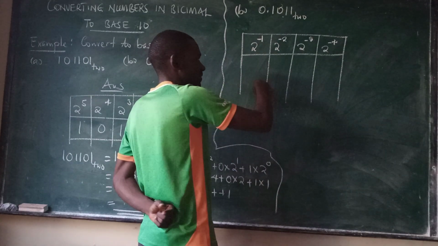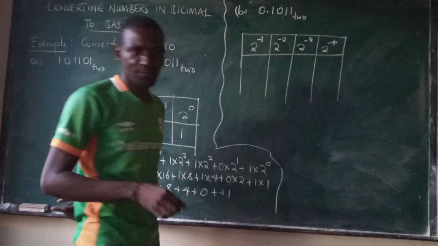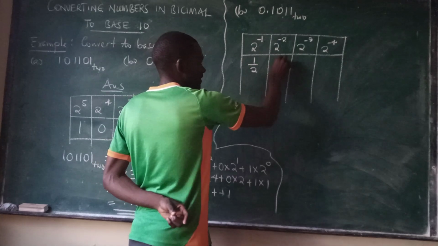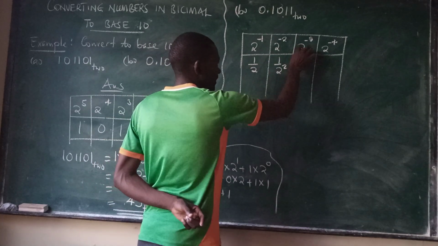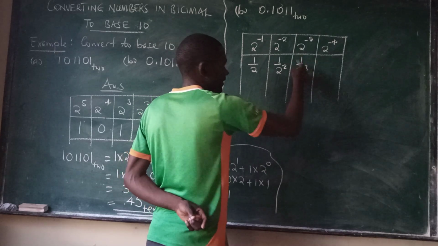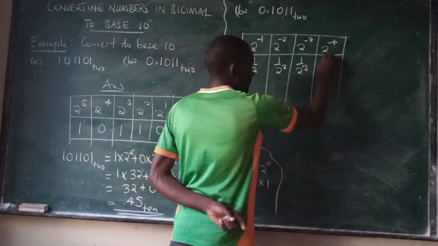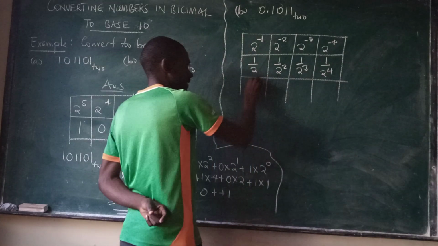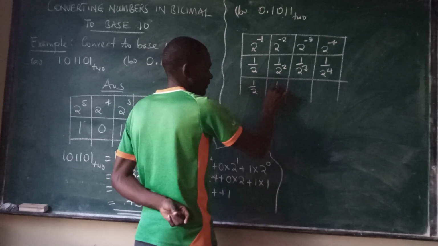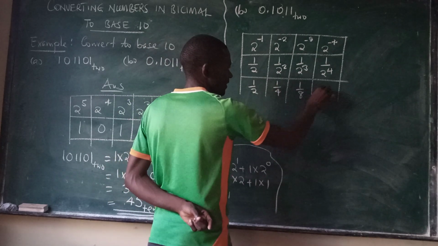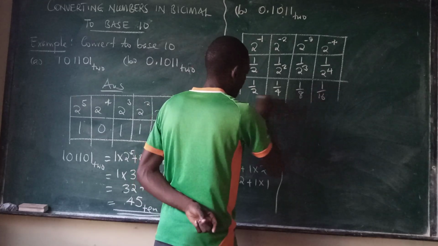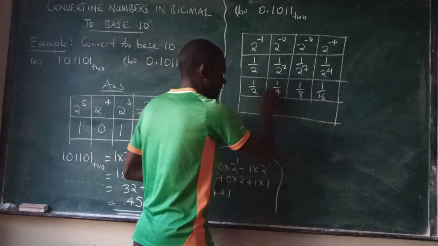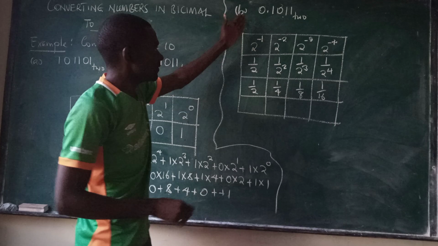Then let me just simplify this a bit. 2 power negative 1, according to our indices, is just 1 over 2. Then this one is 1 over 2 squared, 1 over 2 power 3. We are making them positive. Then 1 over 2 power 4. Evaluating this further, this is half, this is 1 over 4, 1 over 8, 1 over 16. So now, at this stage, we can put the numbers that we have.